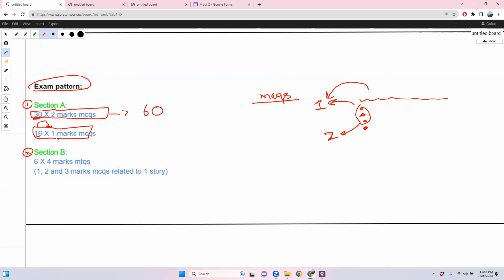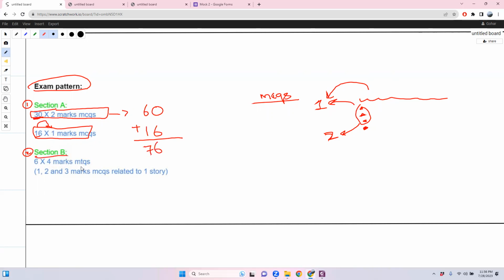And if we talk about the 1 mark questions, there will be 16 MCQs of 1 mark. This will be a total of 16 marks for the 1 mark questions. So a total of 60 plus 16. This will be 76 marks for section A.